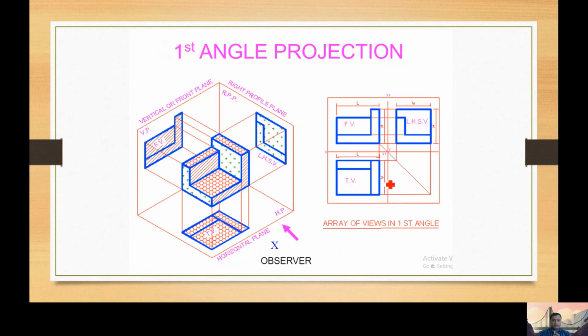So this is the way you are going to see your object and locate the views by means of the first angle. I hope everyone is now clear where my front view will be in the first angle, where my top view will be, and where the side view will be. Again, I repeat, front view is above XY, top view is below XY, and the left side view is on the right. So the right side view is on the left. So this is the first angle, right?